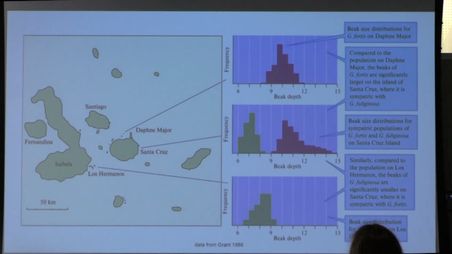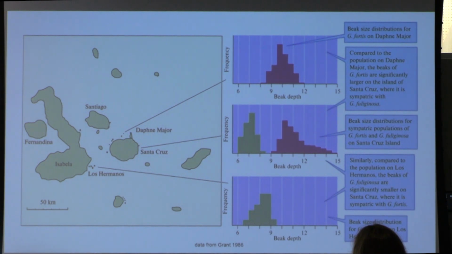This is an example just going over the character displacement that we talked about with that graph, right? So we can see this in a real life example. On Santa Cruz Island, populations were sympatric, so that island in the middle. On Los Hermanos and on Daphne Major, they're allopatric, so they're separate.